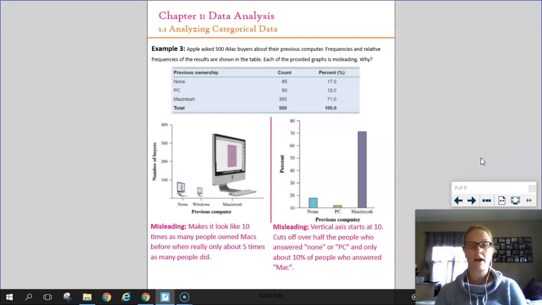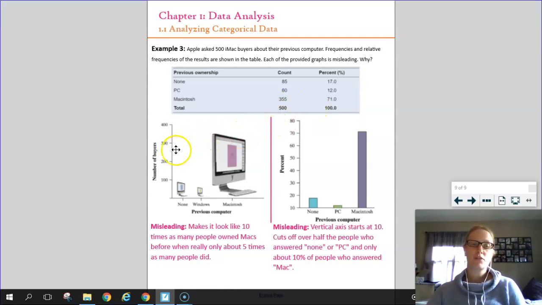Our question is why. So notice here that it looks like 85 out of 500 people said they previously did not own a computer. That equated to about 17% of respondents. 60 people out of 500, or about 12% of people, said they previously owned a PC. Well, 355 people had previously owned a Mac. That equated to about 71%.